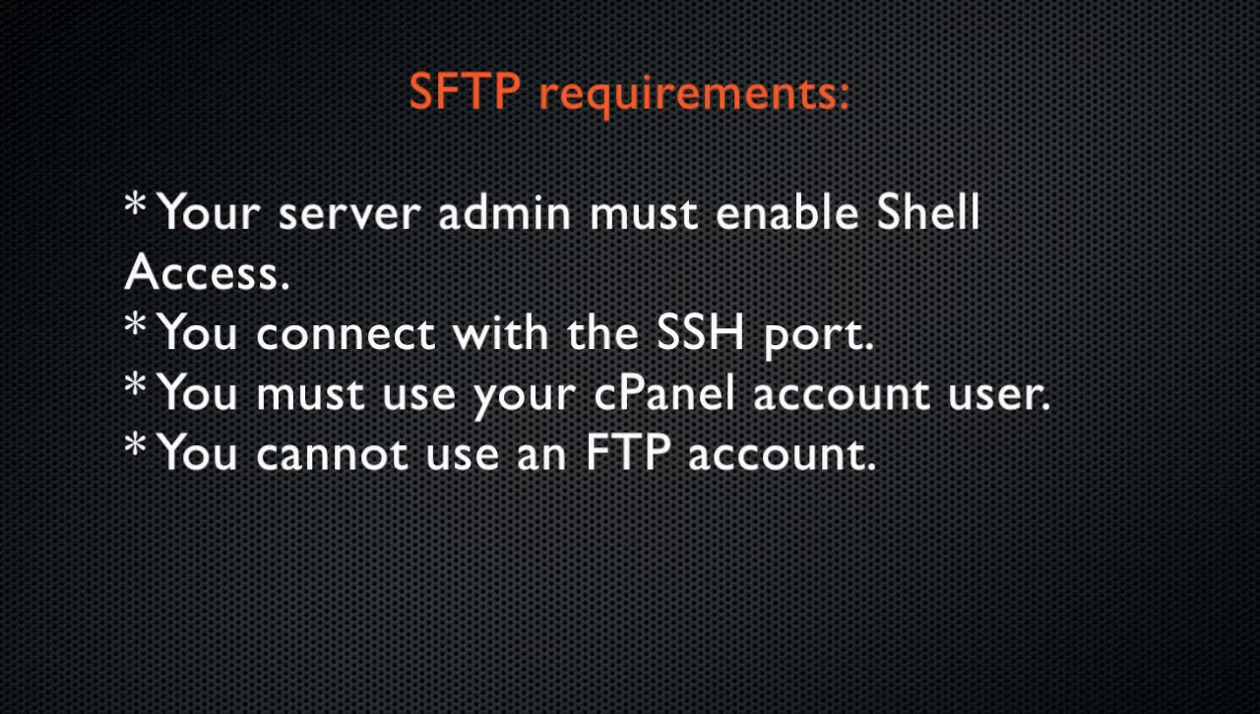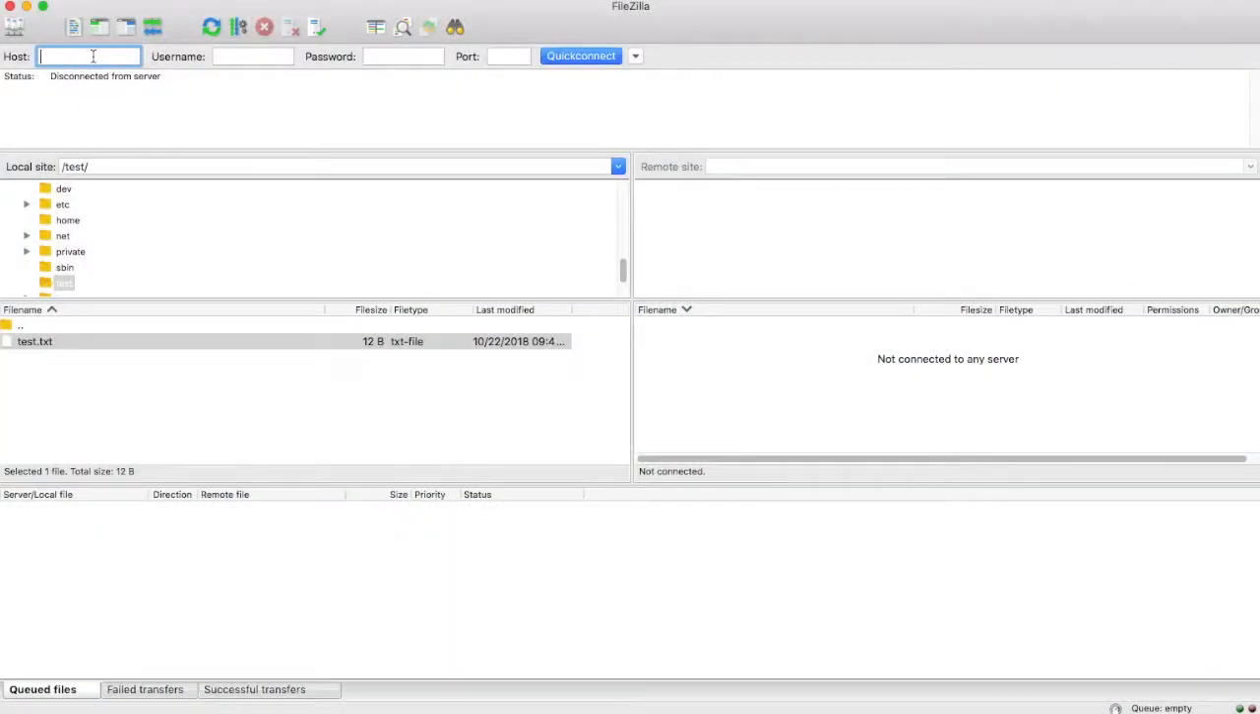Let's use this information to connect to my cPanel account with SFTP. For this demonstration, I am using FileZilla. FileZilla is a free open-source FTP application. In the host text box, I will enter ftp.example.com. In the username text box, I will enter my cPanel account username, example, and then enter my password.